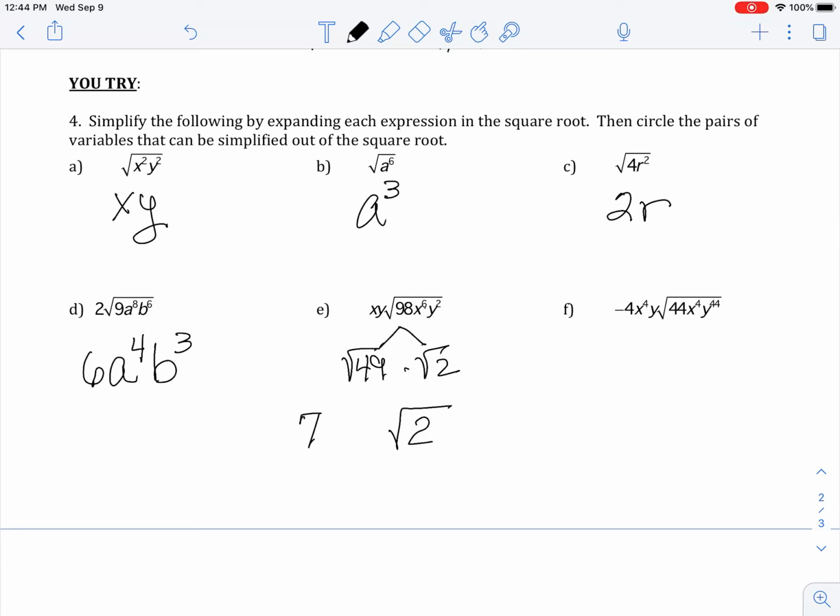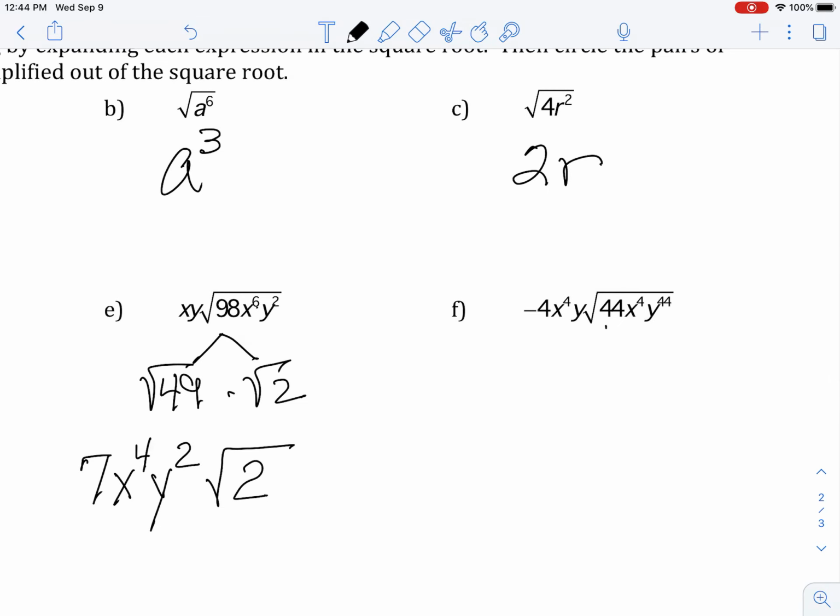Root x to the 6th, that's 3 pairs, so that's x to the 3rd. There was already an x there, so you're going to multiply x to the 3rd times x, which is x to the 4th. Y squared, when you root it, you get y. There's already a y there, so when you multiply it, you get y squared.